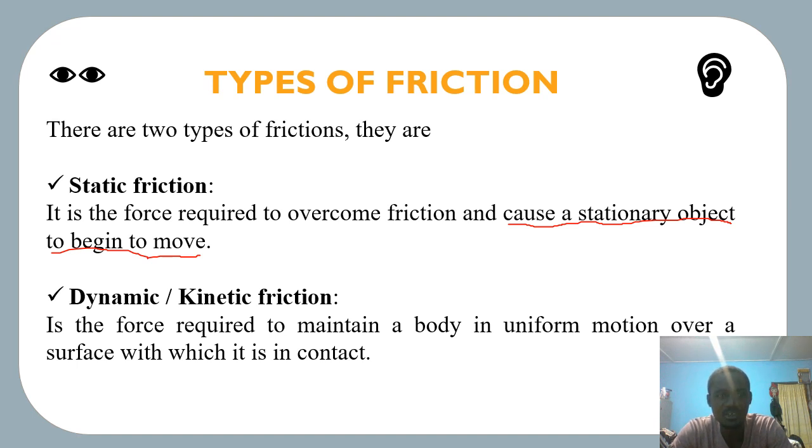And for the dynamic or kinetic friction, as the name goes, it's a force that helps to maintain a body in uniform motion over a surface with which it is in contact. So two bodies that are in motion and in contact also undergo friction. For example, an electric sewing machine. If you look at the way the parts are moving, the two parts are in motion and they are also in contact. Another example is the tire on the wheel of a car.